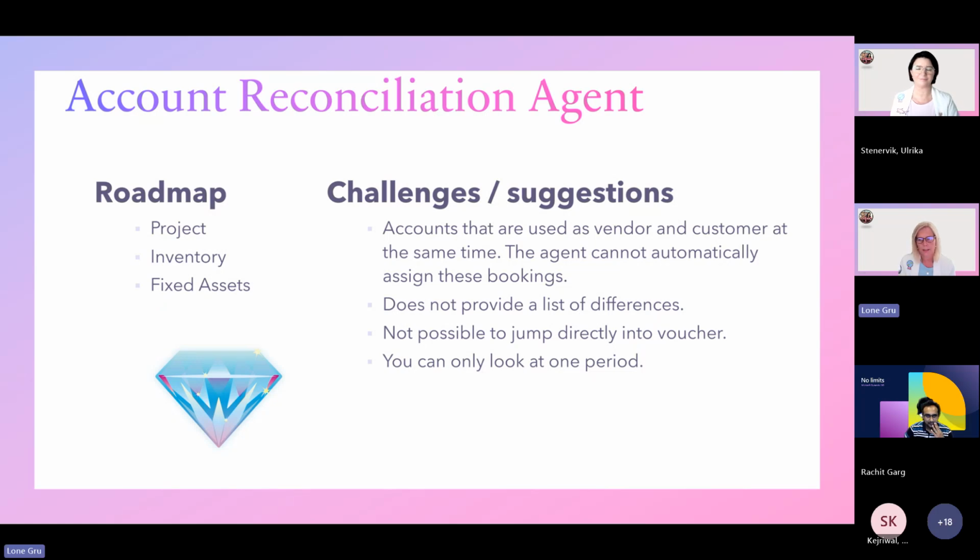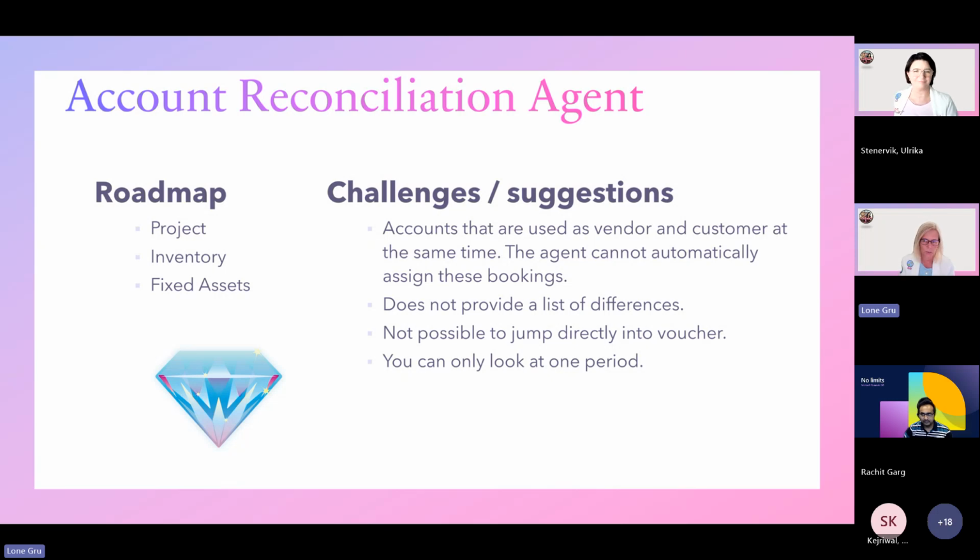For the account reconciliation agent, some of the challenges that we saw was that if you use accounts that are used as vendor and customer, they had some issues finding it. I'll come back to the questions in 2 seconds. It does not provide a list of differences. A lot of our customers want to have that, but that's not intended for this agent. It is also not possible to jump directly into voucher, but that should be in one of the next updates, so you can jump into the voucher, which is something we all are looking forward to. And then you can only look at one period. Some want to look at more periods, and that is feedback we have also given to Microsoft.